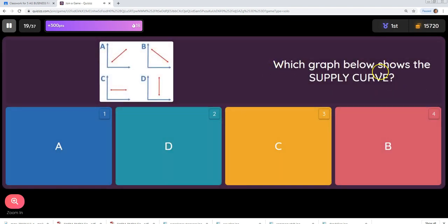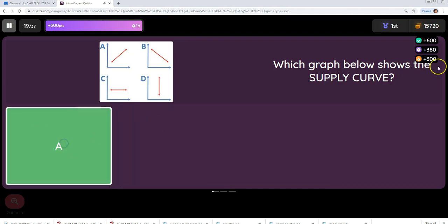Which curve below shows the supply curve? We're looking for something that's upward sloping. That's definitely not upward sloping. That's too steep. That's downward sloping. A. A is upward sloping left to right.